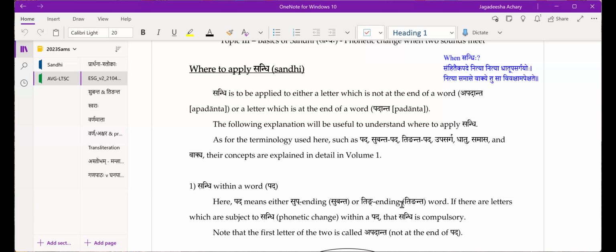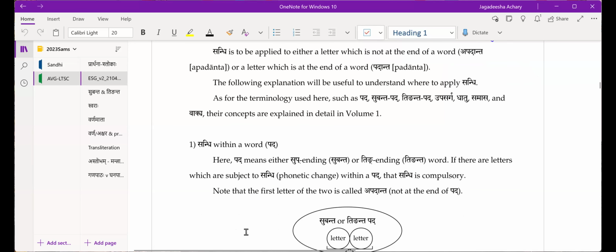So if there are letters which are subject to the sandhi rules within the pada, the sandhi is compulsory. That is what is meant by samhita ekapade: within the word, samhita is made. So a word is a combination of a verb root or noun stem and the corresponding pratyayas.